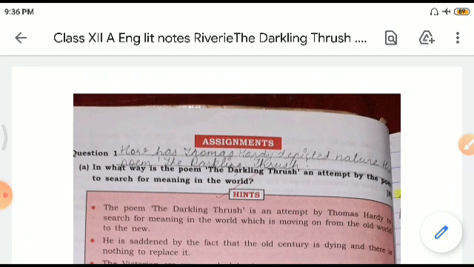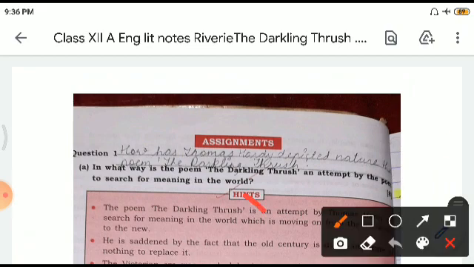And today we will be dealing with the notes of the first poem of your Reverie, which is The Darkling Thrush. And who is the poet of this poem? It's Thomas Hardy, right? Now we all know that thrush is a bird. It's a very small bird which produces a very shrill noise.